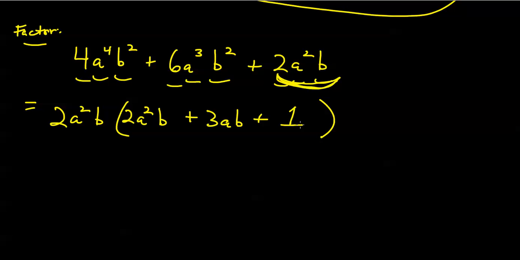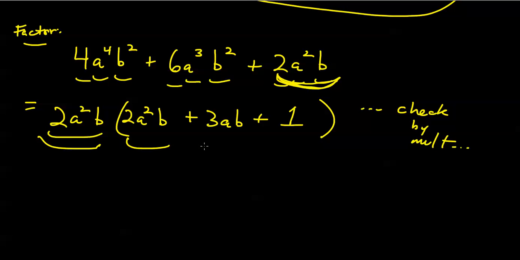Now you can always check your answer by multiplying in this type of factoring problem. Certainly I can see that 2a squared b times 2a squared b is going to be 4a to the 4th b squared. 2a squared b times 3ab will give me a 6a cubed b squared, and 2a squared b times positive 1 will give me this last term here. So it does check out by multiplication.